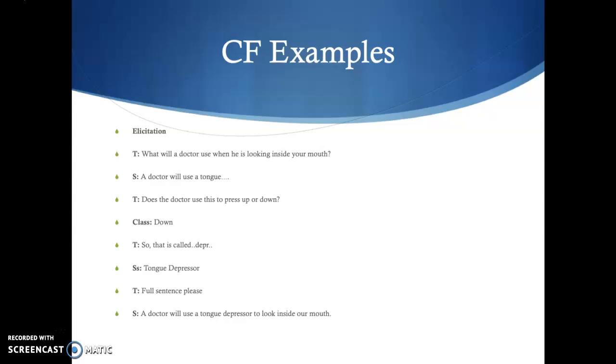more prompting. The teacher elicits half the syllable of the word. Deep breath. Students, tongue depressor, altogether, basically chorally. Teacher, and then eliciting for a full sentence, please. And then one student: A doctor will use a tongue depressor to look inside our mouth. Which is very clever of the student, but these students are at a higher level than most students their age in Korea.